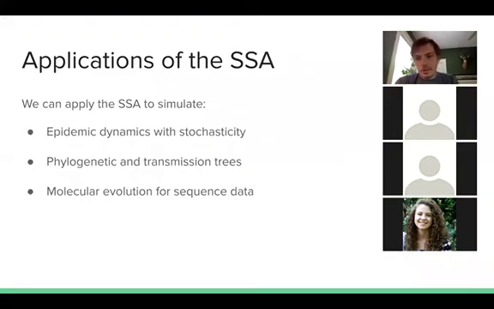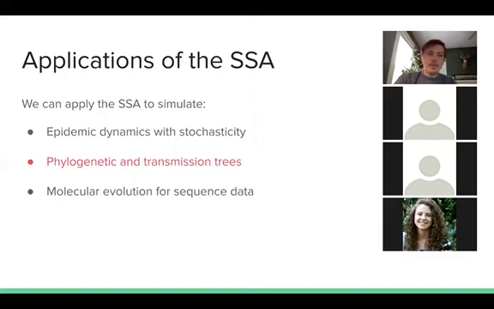And so we can apply these stochastic simulation algorithms to simulate realistic data, not just for epidemics, but we can also use these algorithms to simulate, for example, phylogenetic trees, which we'll consider next, and also to simulate molecular evolution along particular lineages in a phylogeny, so we can simulate sequence data as well.